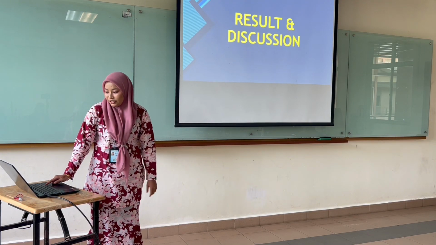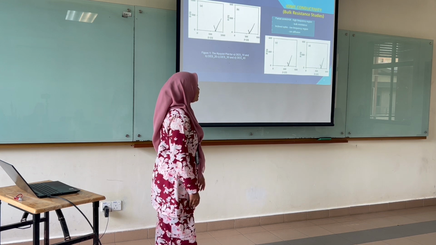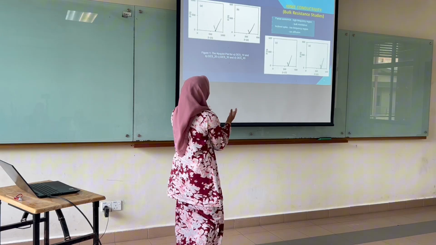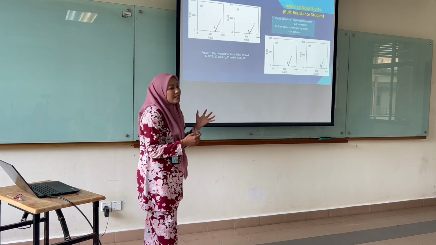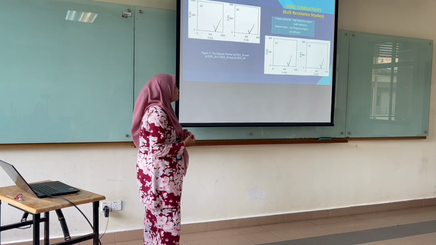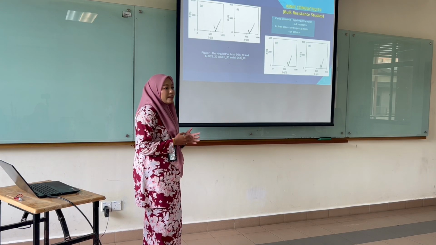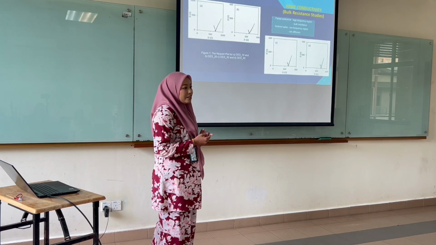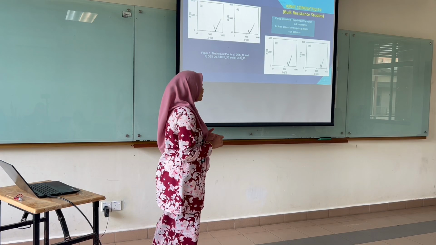For the results and discussion, here are the results for the bulk resistance studies. The figure shows the Nyquist plot for all the samples, which contain a partial semicircle at the high frequency region and an inclined spike at the lower frequency region. The partial semicircle represents the bulk resistance of the polymer electrolytes, and the inclined spike represents the ion diffusion at the electrode-electrolyte interface.